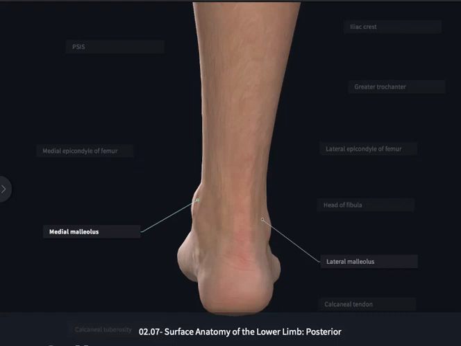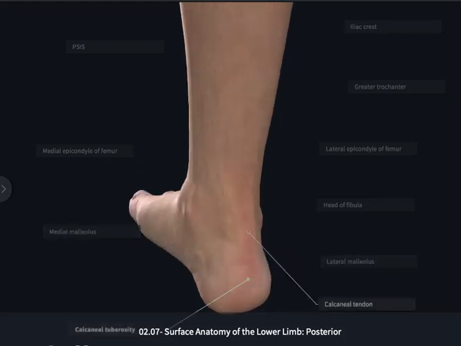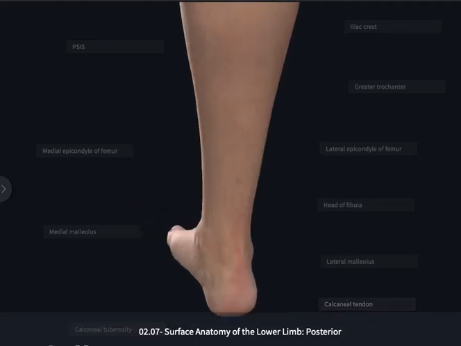Additionally, at the heel, they will be able to palpate or feel the calcaneal tuberosity, which is the inferior or distal attachment of the calcaneal tendon, which is the large tendon attachment of the gastrocnemius and the soleus.